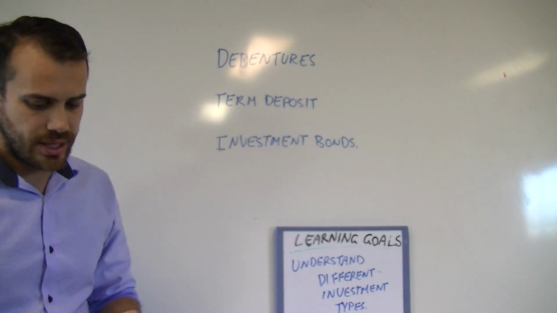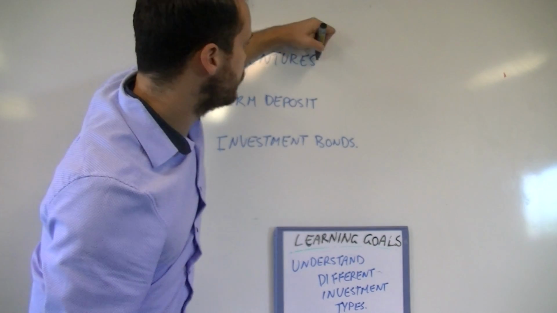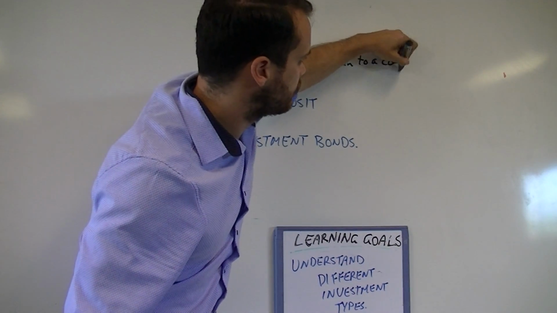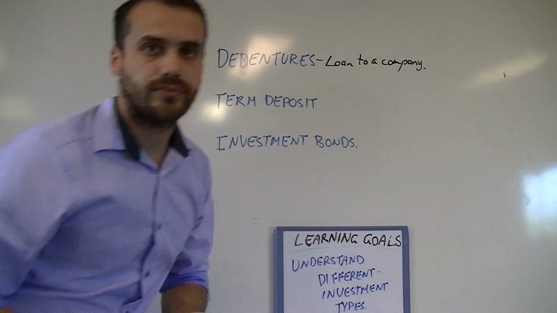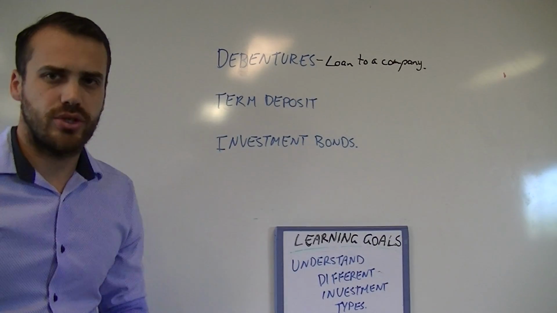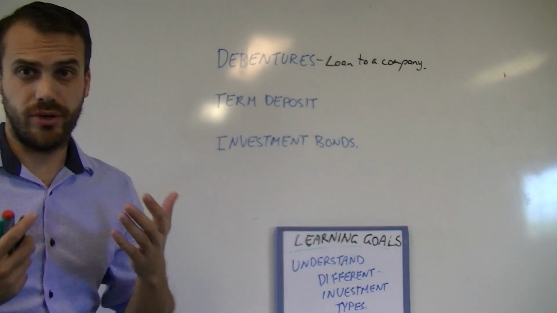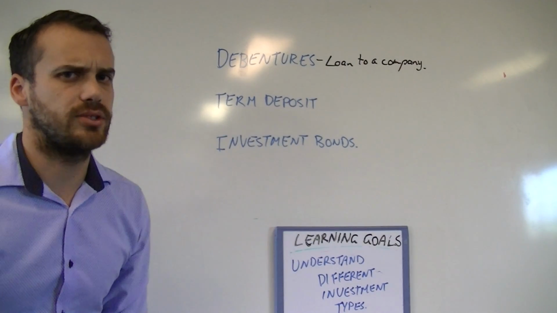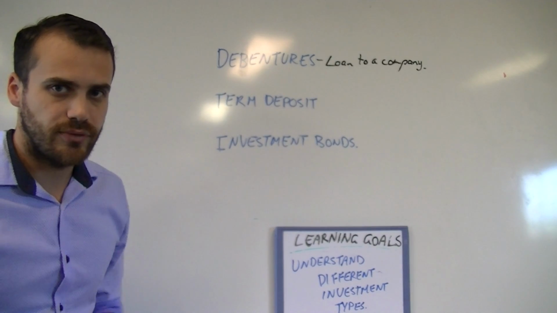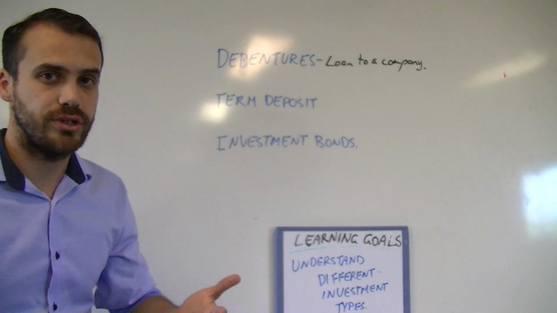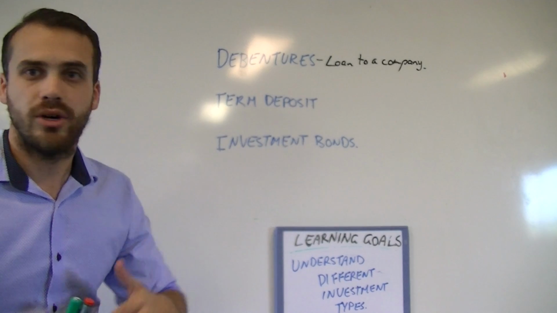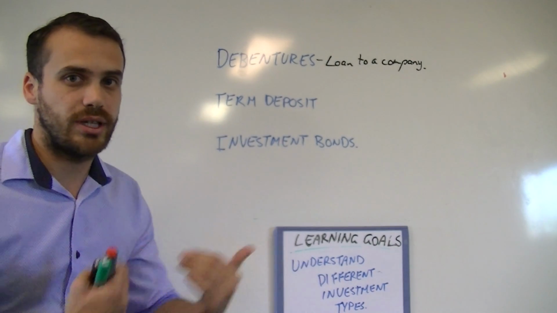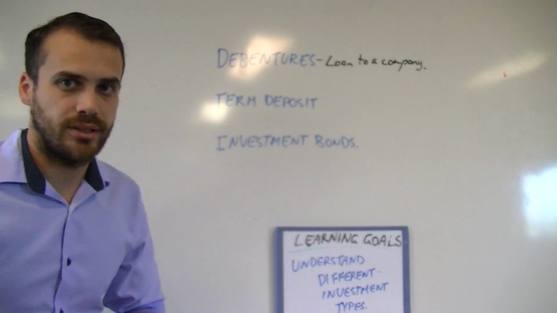Now, a debenture is really just a loan to a company. A loan to a company. So you might have $5,000, you don't need it for a couple of years, so you give that $5,000 to a company. Now in return for that, that company will pay you interest. That may be monthly or quarterly or yearly, and at the end of that 2 years, they'll give you your initial investment back.